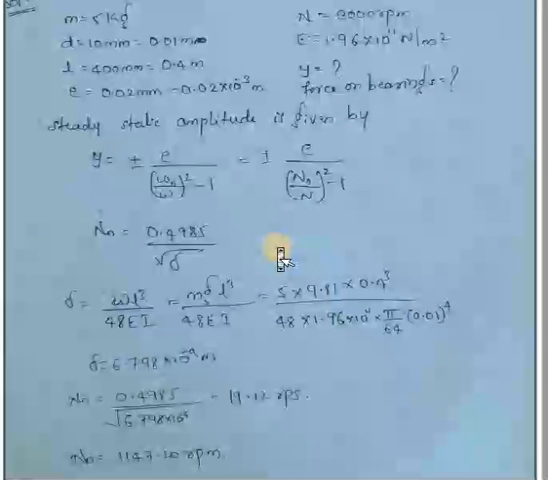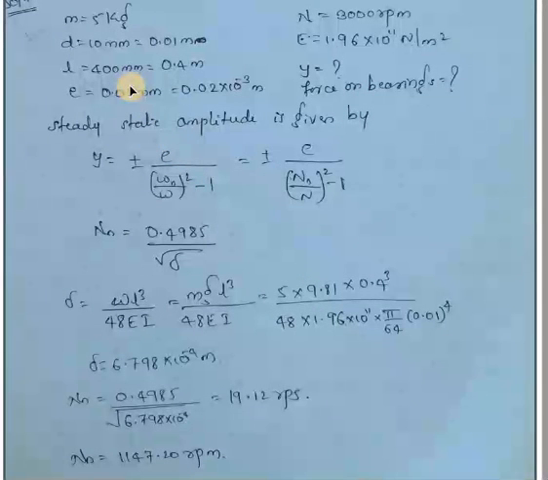So for this, the given data are: M equal to 5 kg, D is 10 mm, so it will be 0.01 meter, L is 0.4 meter, eccentricity is 0.02 mm, N is 3000 rpm, and Young's modulus is 1.96 into 10 raised to 11 Newton per meter square. First we have the equation for steady state amplitude, that is y equal to plus or minus E divided by (omega n by omega) whole square minus 1, or we can write it as E divided by (Nn by N) whole square minus 1.